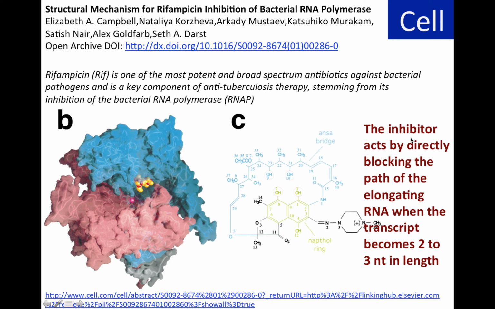And this inhibitor acts by directly blocking the path of the elongating RNA when the transcript is only 2 or 3 nucleotides in length. So very early on in the process of transcription, rifampicin will bind to a RNA polymerase molecule and block the exit of the new transcript. And if that exit is blocked, no more RNA can be transcribed. And if you can't transcribe RNA, you're not going to be a viable bacteria.